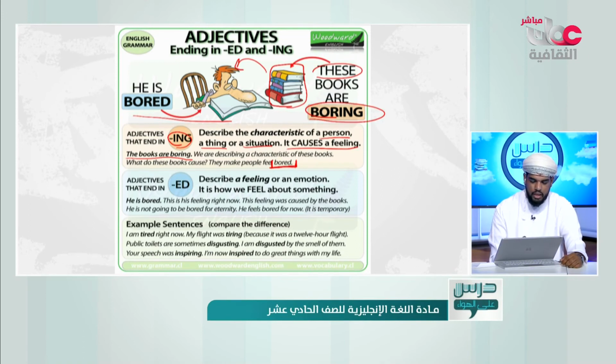Adjectives that end in ed, why or when do we use them? They describe a feeling or an emotion. It's how we feel about something. Only humans are the ones who feel, right? So when you're talking about someone who got the feeling, you'll say he is bored. This is his feeling right now. This feeling was caused by what? By the books. The books caused this feeling to this person. The books are boring, so he got bored.